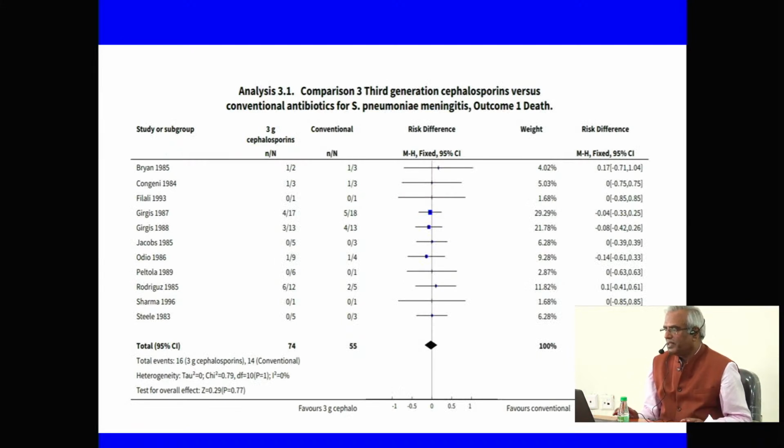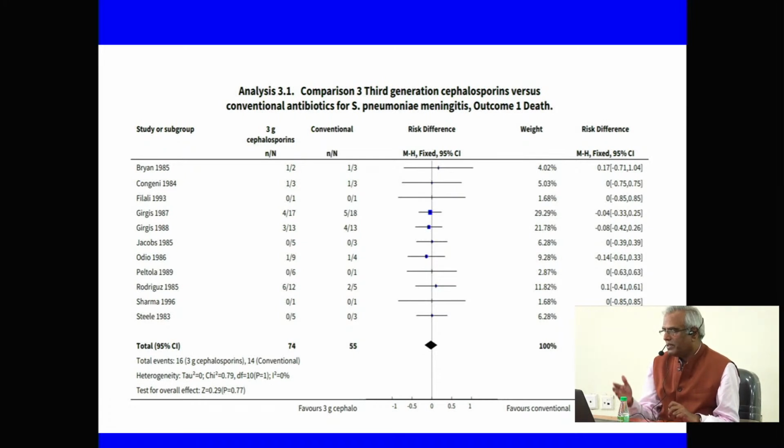This is based on risk difference because you can see study number 3, Filali, 1993. 0 by 1, 0 by 1, 0 events. Similarly, you can see last study, Steele, 1983, 0 out of 5, 0 out of 3. So 0, 0 in both the arms. No event. In this situation, you can't use odds ratio, can't use risk ratio, but you can use risk difference because you can calculate confidence interval around that. You can't calculate confidence interval around risk ratio, odds ratio.